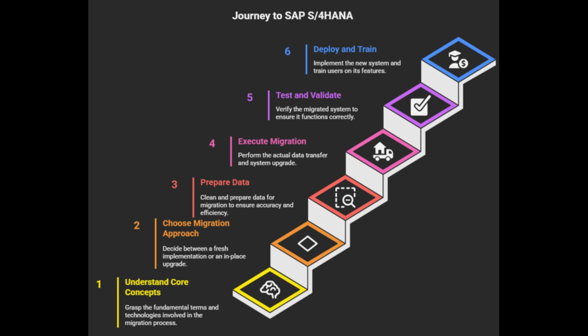What's next? Second is the actual system conversion. Once all that prep is done, the technical team, the basis consultants, they start the conversion using that SUM tool, usually with the database migration option or DMO. This is the part that actually moves the data to the HANA database and technically converts the ECC system to S/4HANA. The main event, so to speak. Kind of, yeah. And then finally, post-conversion activities.